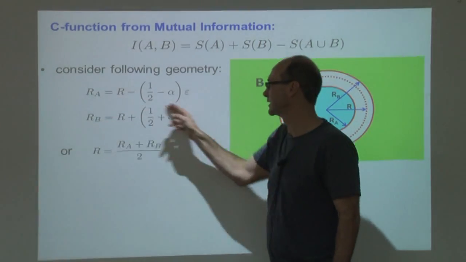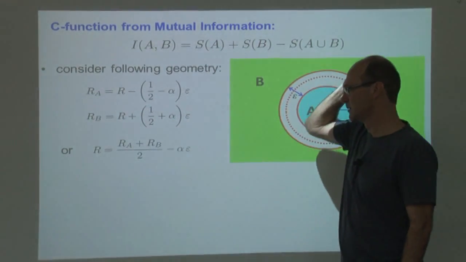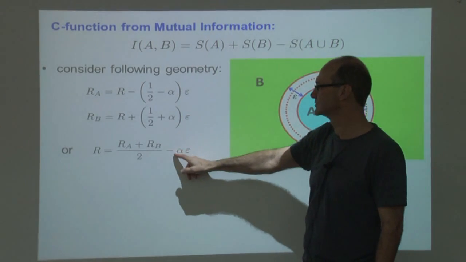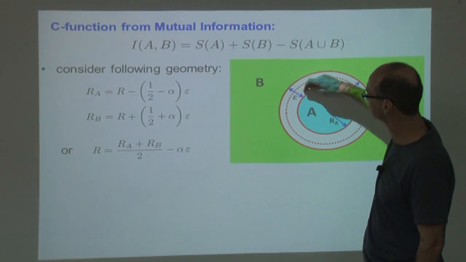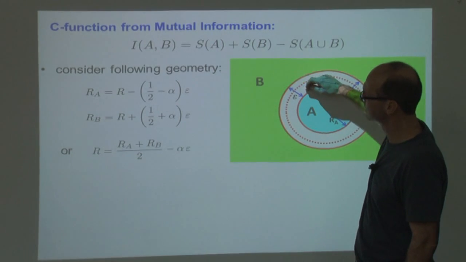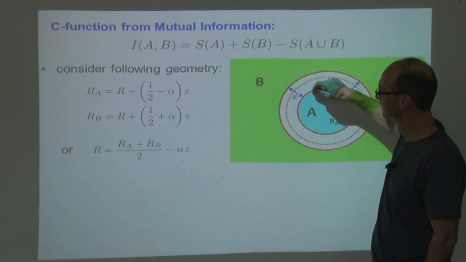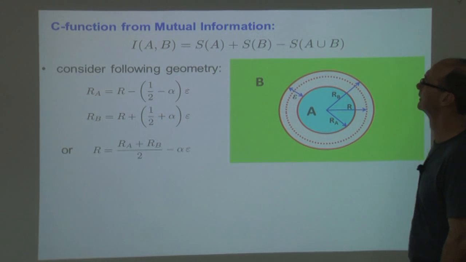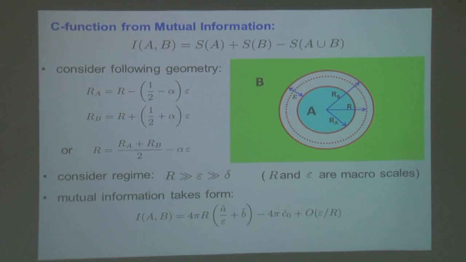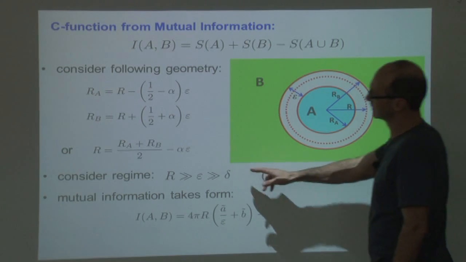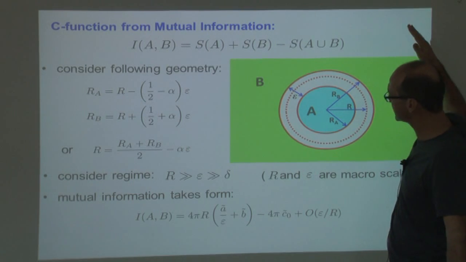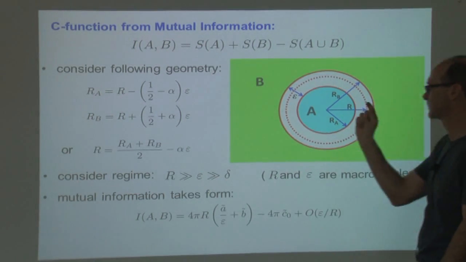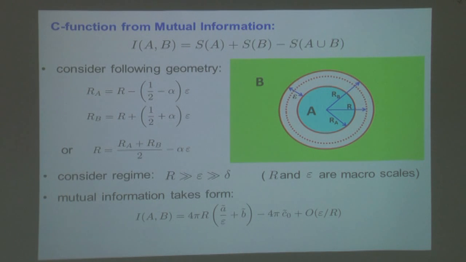I write down two formulas here, but for now I'm going to let some slack in the system. I'm not exactly sure where I want to put that dotted line, but I want to put it somewhere in between these two circles. These are both going to be macroscopic scales, much, much bigger than the cutoff, but in particular, I want to work in a regime where the radius is much, much bigger than the separation between the two circles.